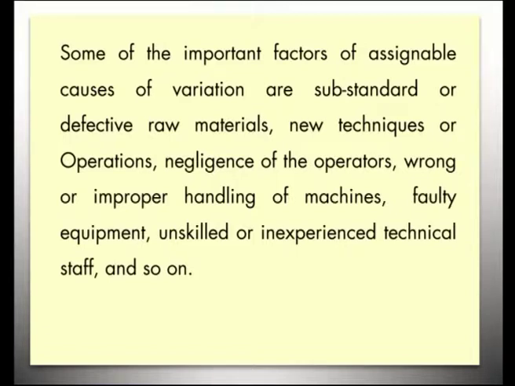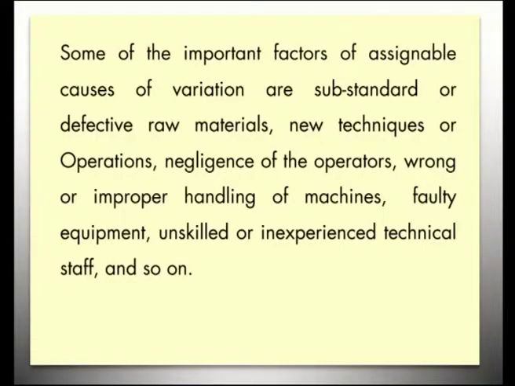Some of the important factors of assignable causes of variation are substandard or defective raw materials, and new techniques which are introduced for better production and tested by trial and error method. These kinds of variations are called assignable causes of variations. Another assignable cause of variation is operations and negligence of the operators, wrong or improper handling of machines, faulty equipment, unskilled or inexperienced technical staff, and these are assignable causes of variations, and they can be prevented.